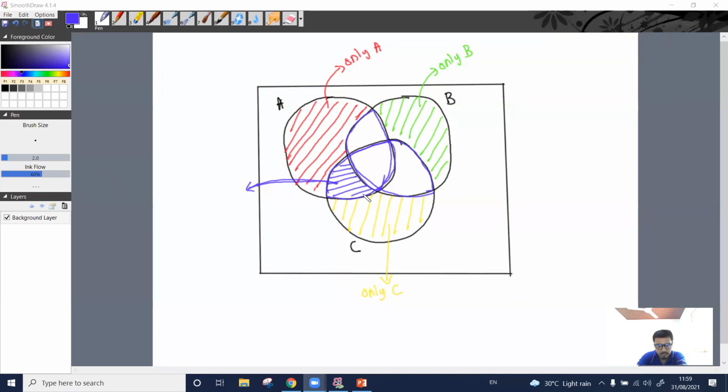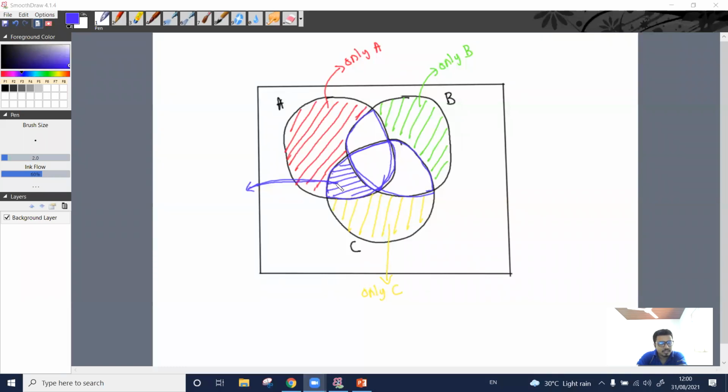I want only this part, using blue. Can I say it A and C? No. If it is A and C, this piece must also be added to it. That piece is not here. So this is not A and C.